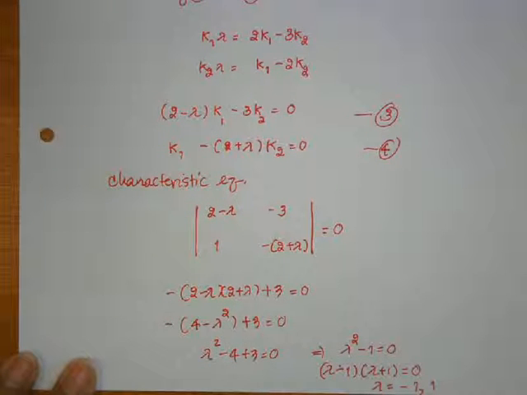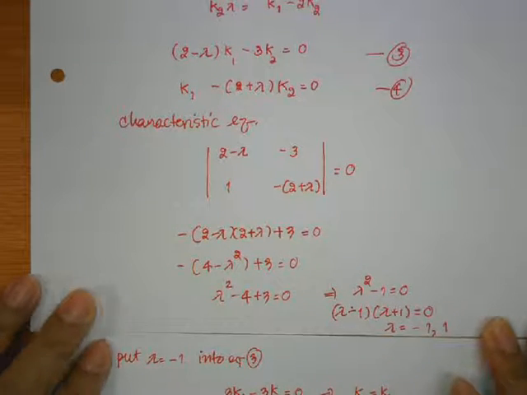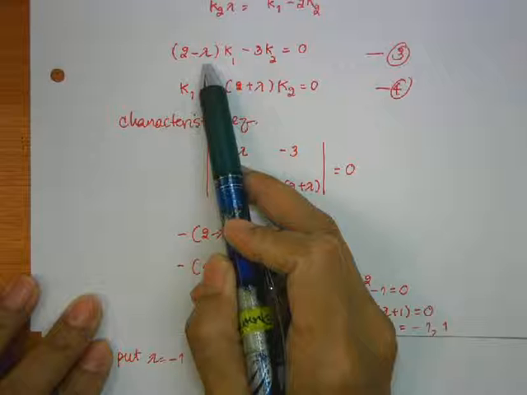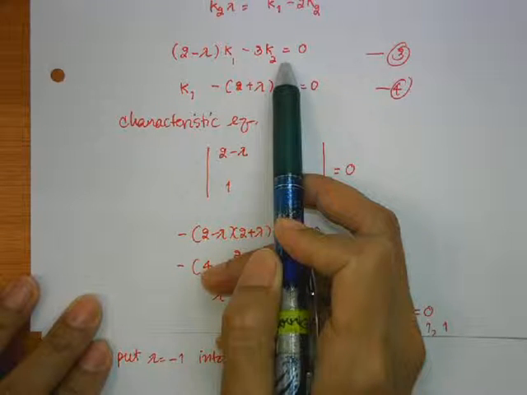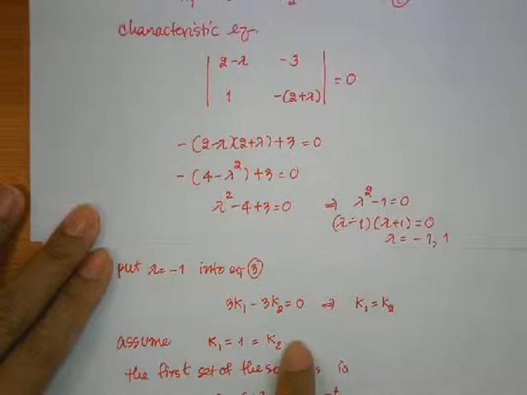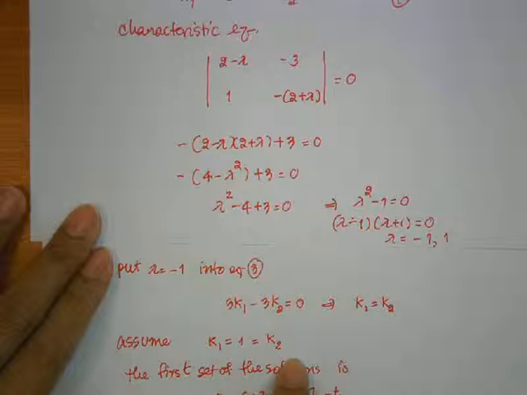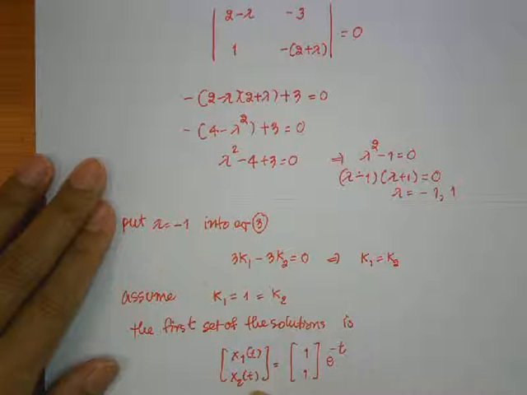I will pick equation 3. First, I'm going to put lambda equal to minus 1. When lambda is equal to minus 1, what do we get? 3k1 minus 3k2 equal to 0, or k1 equal to k2. By that, I assume k1 is equal to 1, then k1 and k2 would both be equal to 1. So the first set of the solution is x1, x2 equal to 1, 1 times exponential of minus t.